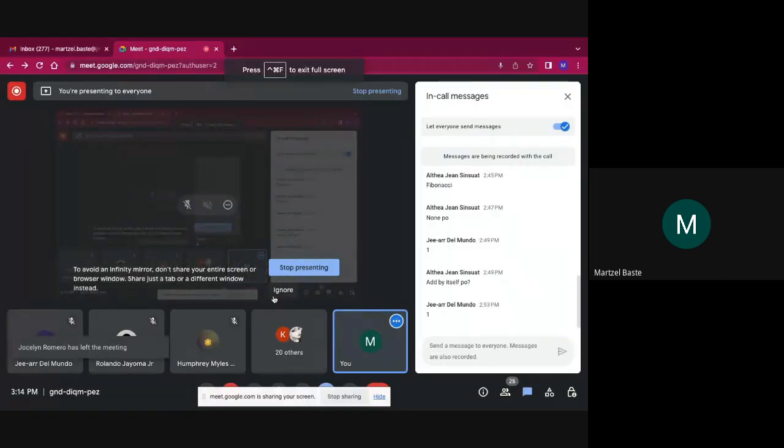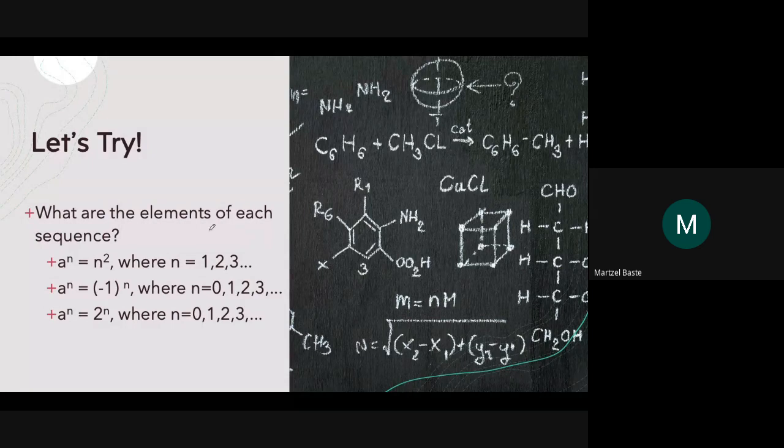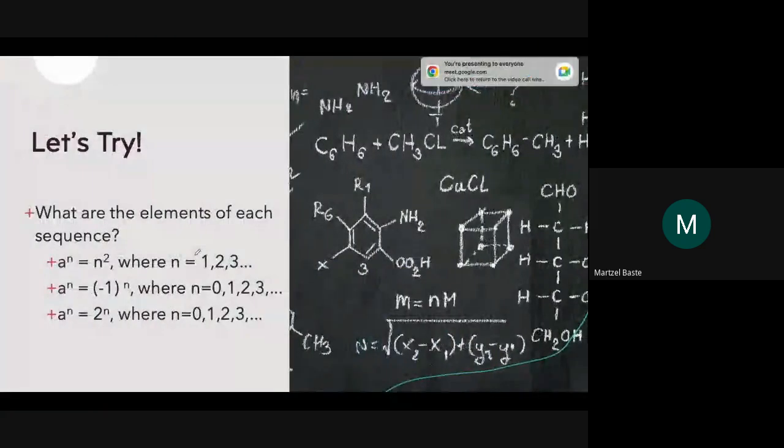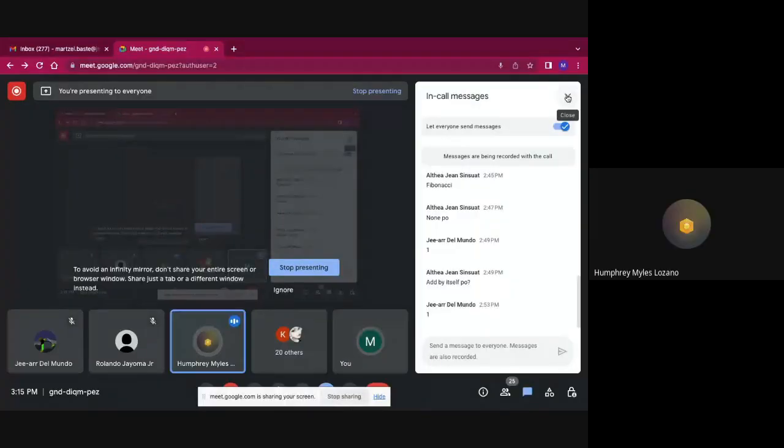Everybody? One already? Okay, what are the elements of each sequence? First one. Who can answer the first one? What is the value here? Everyone is in the GC. No one. Althea, Miles. I'm still solving. Still solving. Okay, okay.